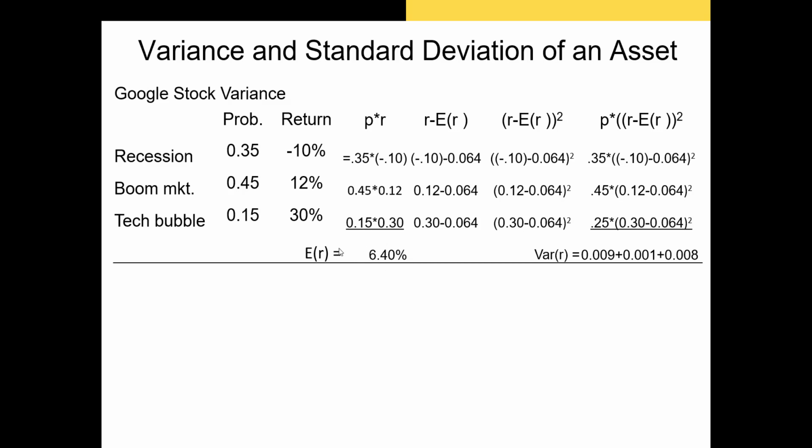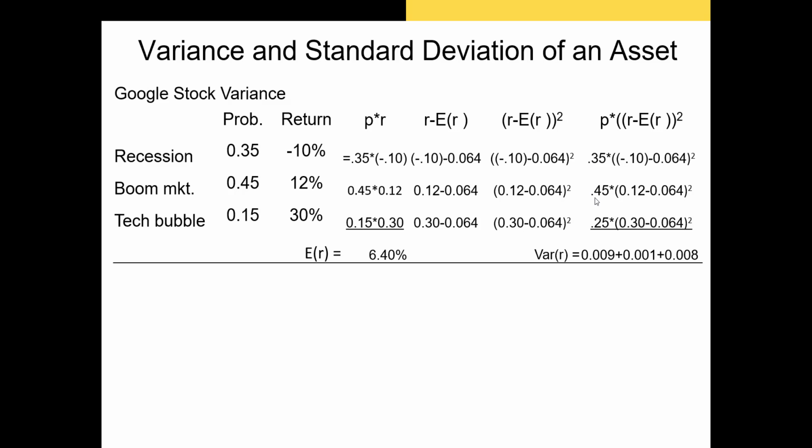Now, the reason we start off calculating our expected return is because we're going to have to take the difference or the deviation from our expected return for each case. So in the next step, we take this negative 10% return and subtract our mean. And we're going to do that for the boom market case and the tech bubble case. And that's going to give us a deviation from the mean. Next, we're going to take that deviation and square it. So we're doing that for each of these cases. And then finally, we multiply those squared deviations from the mean by the probability that those deviations occur.